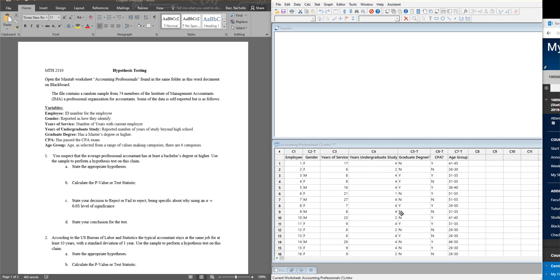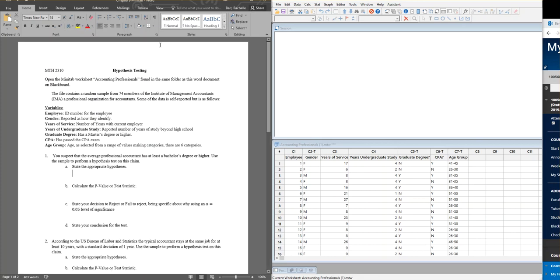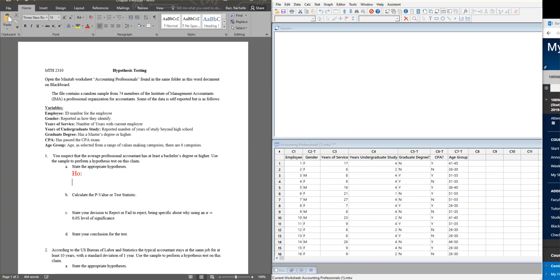All right, so starting off, you suspect the average professional accountant has at least a bachelor's degree or higher. So you see at least, so greater than or higher. One thing to keep in mind about this is it's describing a Ho here, not a Ha, a null hypothesis, not an alternative. And I know that because it's talking about at least that or higher. So it should be a bachelor's degree or higher.